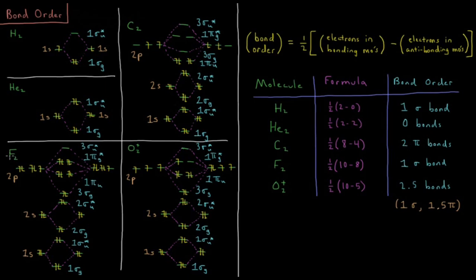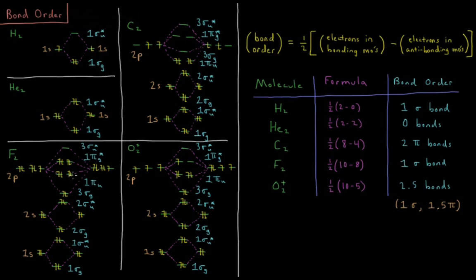For F2, diatomic fluorine, we do a similar thing. 1σg, 2σg, 3σg, and 2 1πu's. There are 10 electrons in bonding orbitals for F2. 1σu star, 2σu star, and 2 in 1πg star. There are 8 electrons in antibonding orbitals for F2. 1/2 times 10 minus 8 gives us 1 bond.